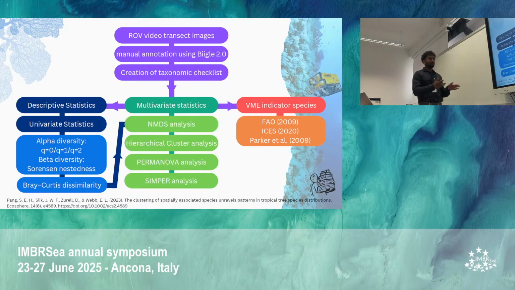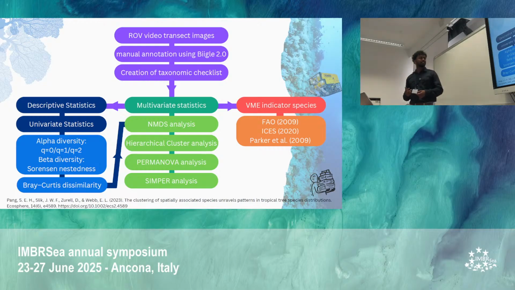So this is the summary of the analysis I used. Initially, ROV video transects were used to extract image frames, and those image frames were uploaded to an online annotation platform called BIIGLE 2.0. Then those images were manually annotated. Within this study, I have made roughly 13,500 annotations, and then complete taxonomic checklists were created from the annotations.